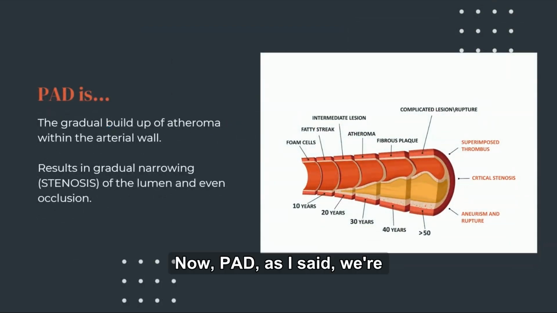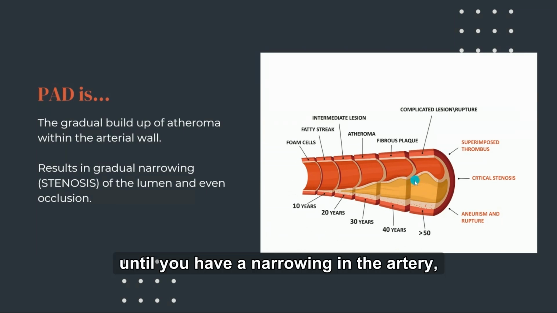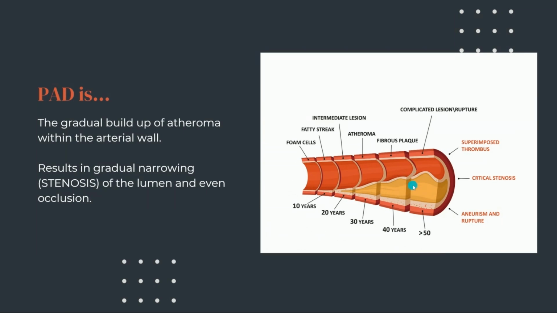Now, PAD, as I said, we're talking about the lower limbs, and it's just the gradual build-up of atheroma within the arterial wall, and it happens over time. It just gradually gets more and more pronounced until you have a narrowing in the artery, which we call a stenosis. And the narrowing can get so bad that it becomes occluded. So those are the things that we're dealing with, stenoses and occlusions of these arteries.